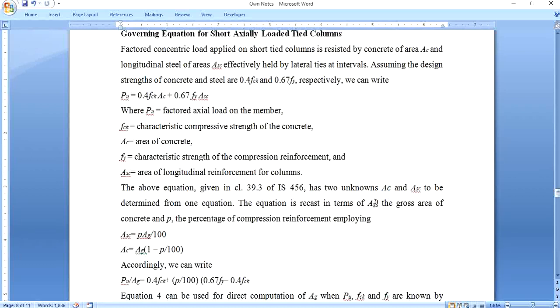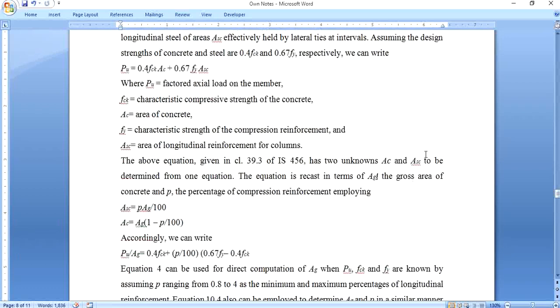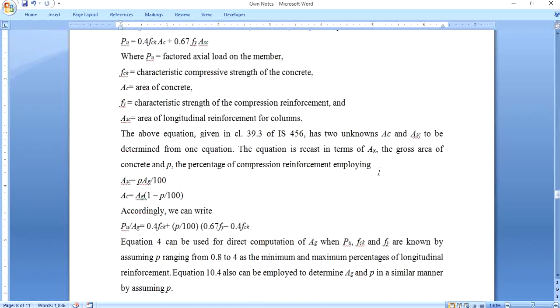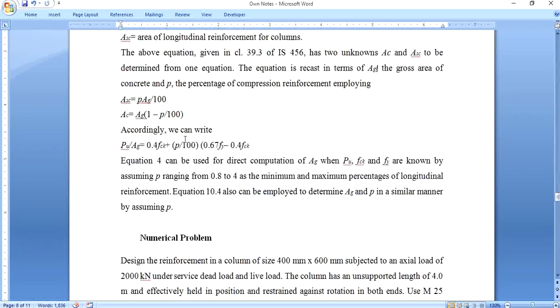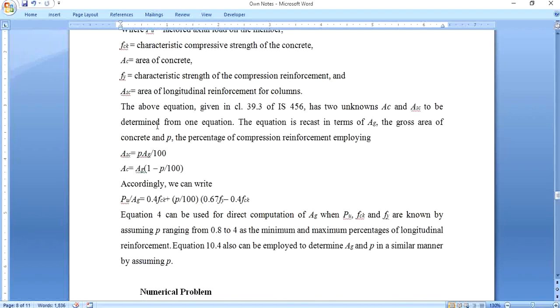Or else, if we need an economical section, what we can do is rearrange this equation in terms of gross area, that is AG. AG is the combination of AC plus ASC, means area of concrete plus area of steel. So AG is the cross sectional area of concrete and steel, and P is the percentage of compression reinforcement employed. So I can write it in this manner.